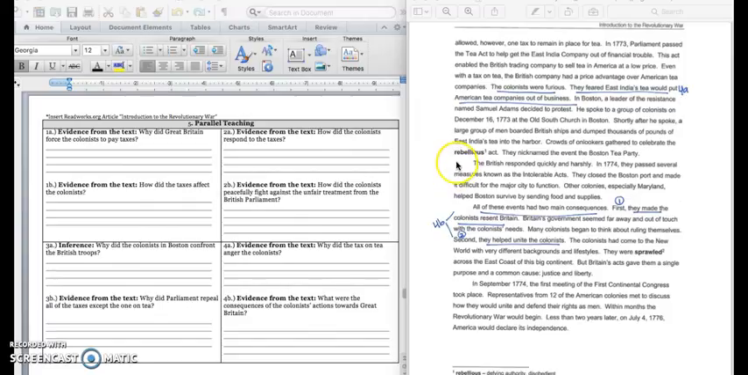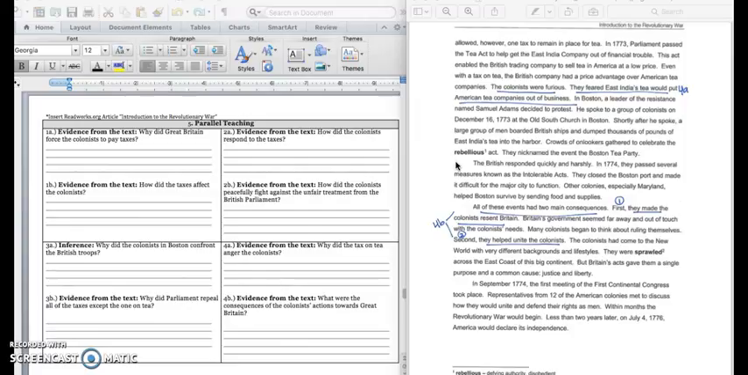We're going to keep reading where it says the British responded. The British responded quickly and harshly. In 1774, they passed several measures known as the Intolerable Acts. They closed the Boston port and made it difficult for a major city to function. Other colonies, especially Maryland, helped Boston survive by sending food and supplies.